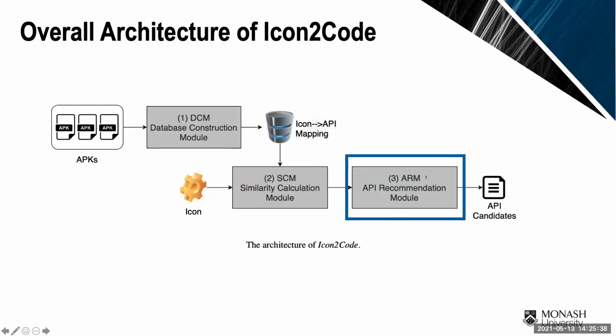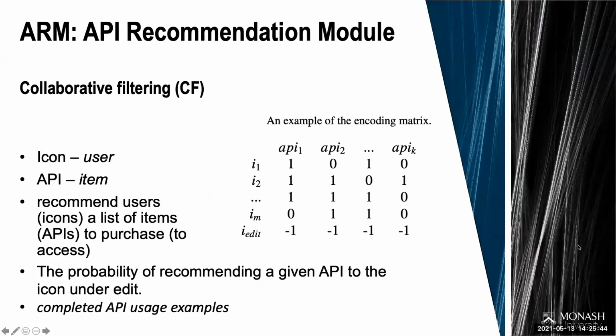And the last module, ARM, will output a list of API candidates. The ARM module leverages the traditional collaborative filtering algorithms to recommend API usages. In our tool, an icon plays the role of a user, while each API plays the role of an item. Based on the most similar icons returned by the SCM module, our tool first determines the number of APIs accessed by the associated callback methods of the selected icons, and then models them into an encoding matrix.